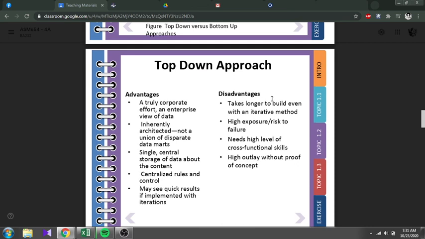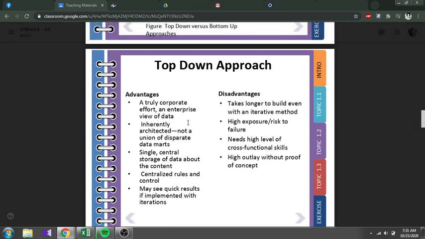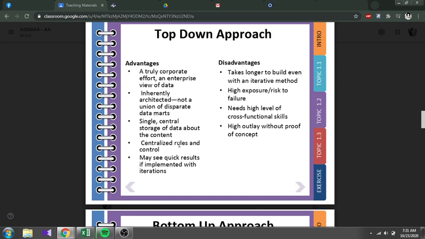Okay, this is benefits and advantages or disadvantages. For the top-down approach: truly corporate efforts and enterprise view of the data, inherently architected, not a union of disparate data marts. Single central storage of data about the content, centralized rules and control, may see quick result if implemented with iteration. But the disadvantages are it takes longer to build even with iterative method, high exposure risk to failure, needs high level of cross-functional skill, and high outlay without proof of concept.